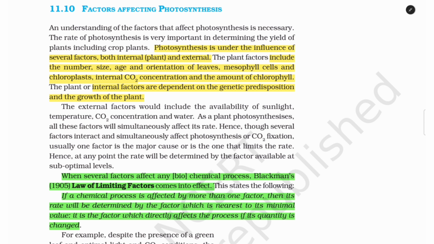When several factors affect any biochemical process, Blackman's 1905 law of limiting factors comes into effect. This states the following. If a chemical process is affected by more than one factor, then its rate will be determined by the factor which is nearest to its minimal value. It is the factor which directly affects the process if its quantity is changed.